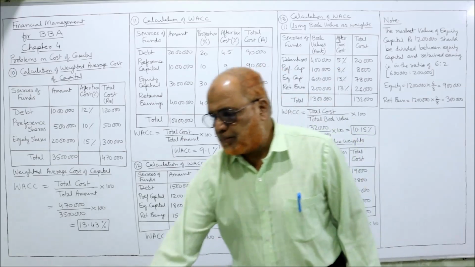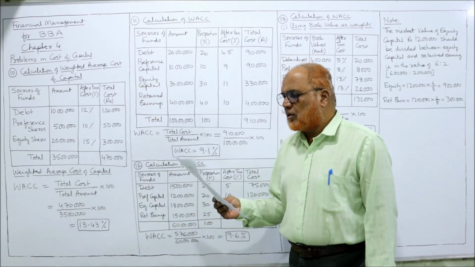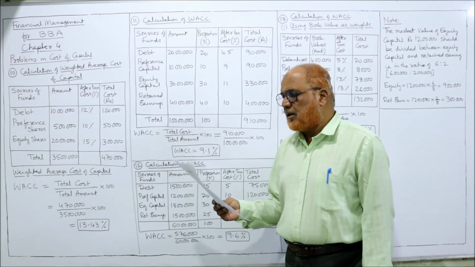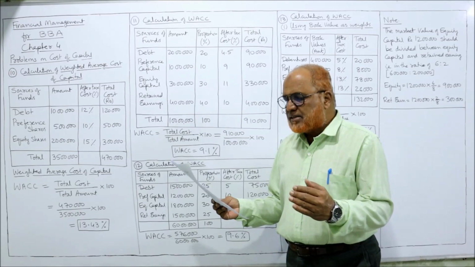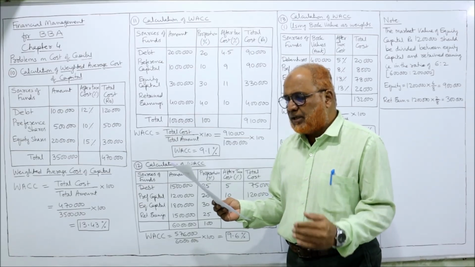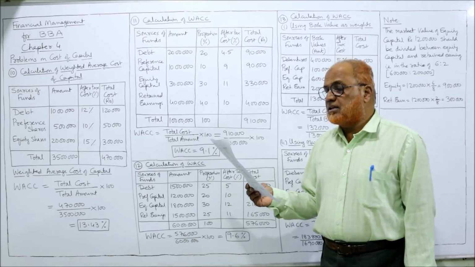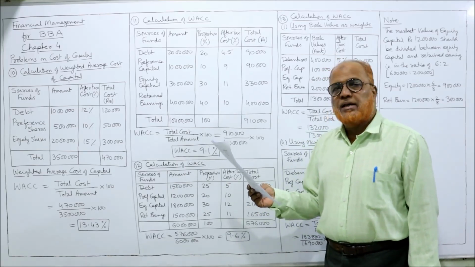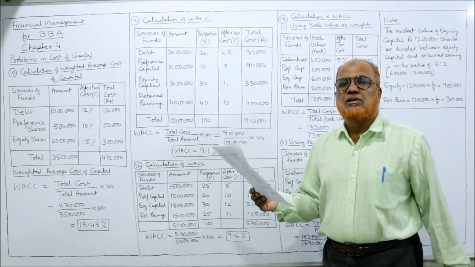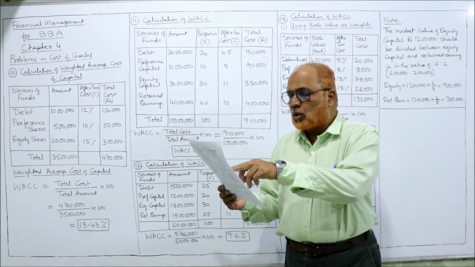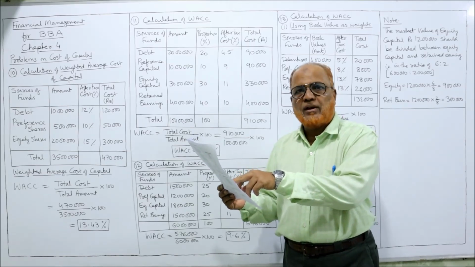Next, 11th problem. Problem number 11. A firm has the following capital structure and after-tax cost for different sources of funds used. So sources of funds are debt, preference, equity, retained earnings. In the previous problem, retained earnings were not there. Here there are retained earnings. Compute the WACC, weighted average cost of capital. Amounts are given, proportion is given. Actually the total is 40, 70, 1 crore. The total amount is 1 crore.